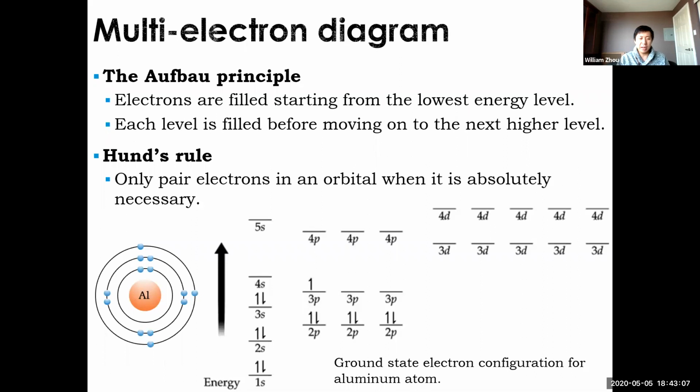So this diagram right here is the electron energy diagram for ground state aluminum. Ground state means no electron is excited. There is no additional energy given to the electrons, so they are in the lowest possible state. Okay, so that's aluminum, 13 electrons. So the Aufbau principle and Hund's rule always apply. Make sure you know how to do this.